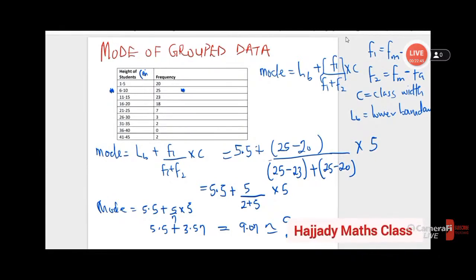In our next video, we are going to move straight, because we are done with the measure of central tendency. We are moving straight to measure of dispersion.